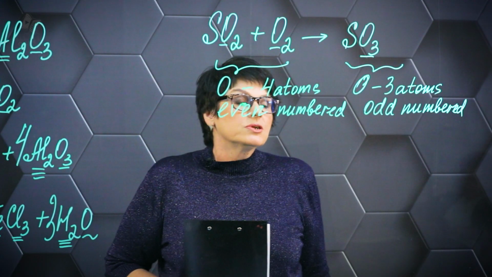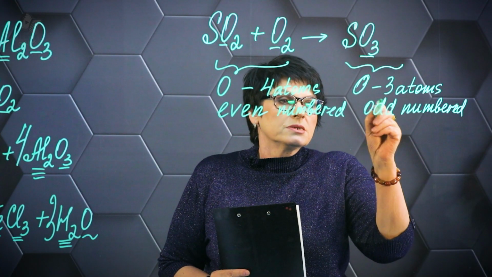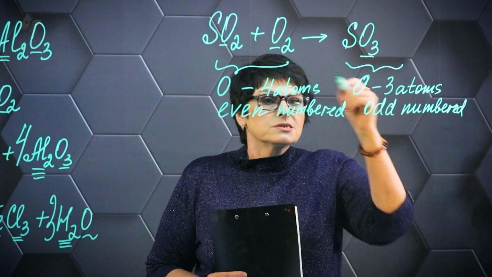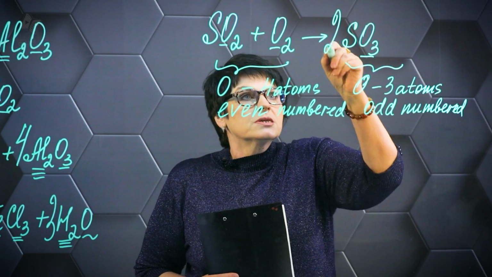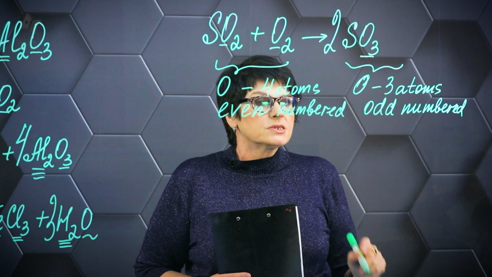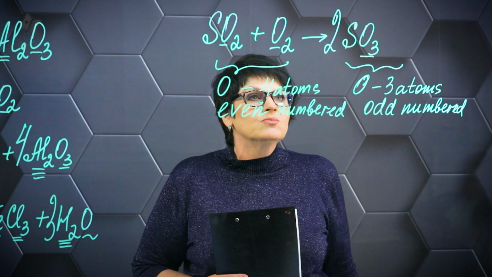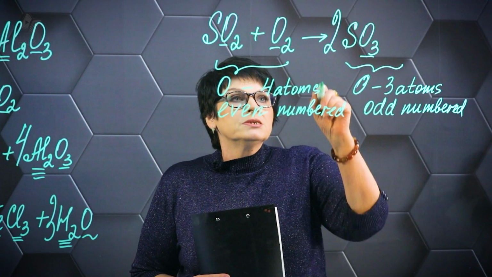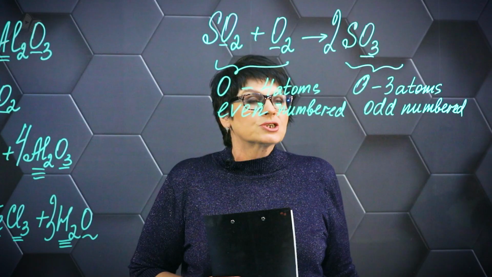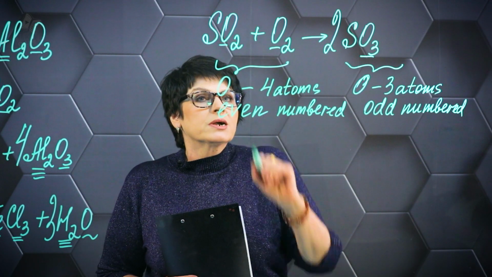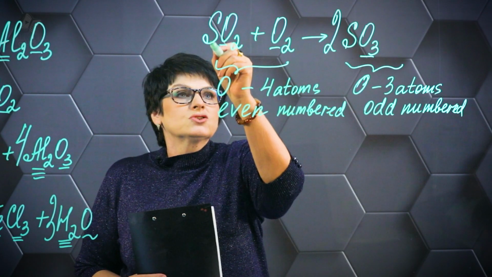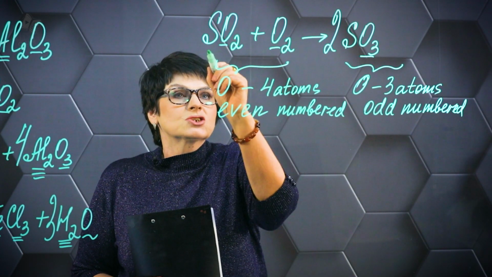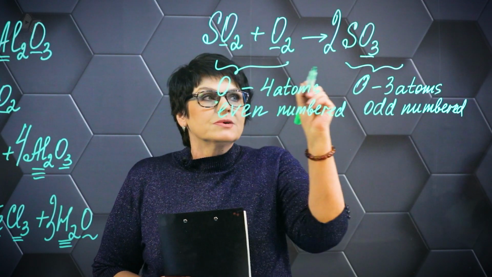And then you see how this method operates. Since the number on the right is odd and the one on the left is even, an odd number should be transformed into an even number. In what way? You must place the coefficient 2 before the formula SO3. It is typically a 2 and nothing else. Not 4, not 6, but exactly 2. Now we have a total of 6 oxygen on the right, which is an even number, but on the left it's still 4. Now we need to distribute it in a way that there are 6 oxygen atoms on the left side, balanced with the right side.